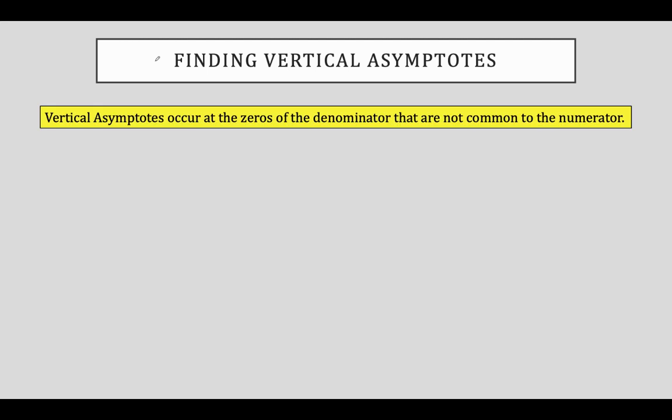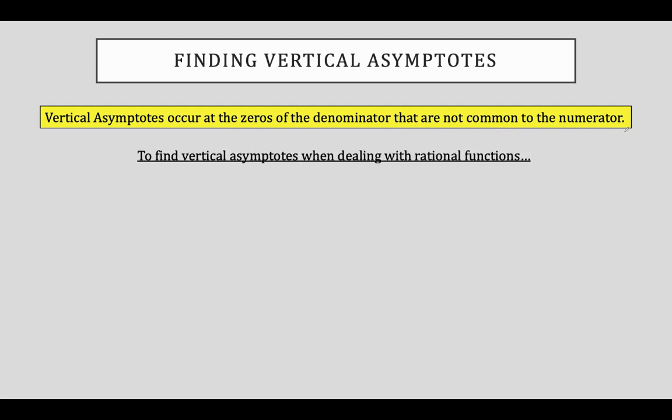In the last video, we learned how to evaluate infinite limits algebraically. Here, we'll talk about finding vertical asymptotes and evaluating the limits around those vertical asymptotes, which will correspond to infinite limits. Vertical asymptotes occur at the zeros of the denominator that are not common to the numerator.